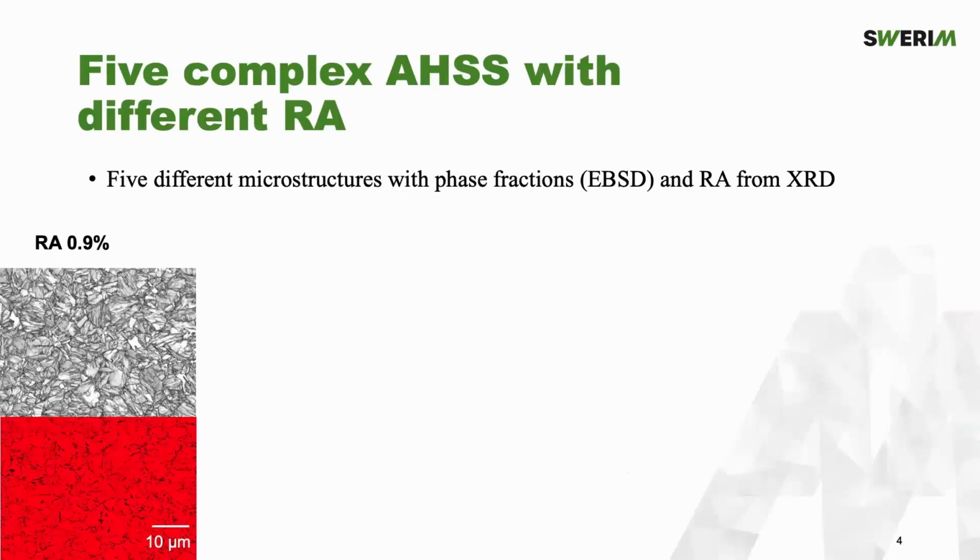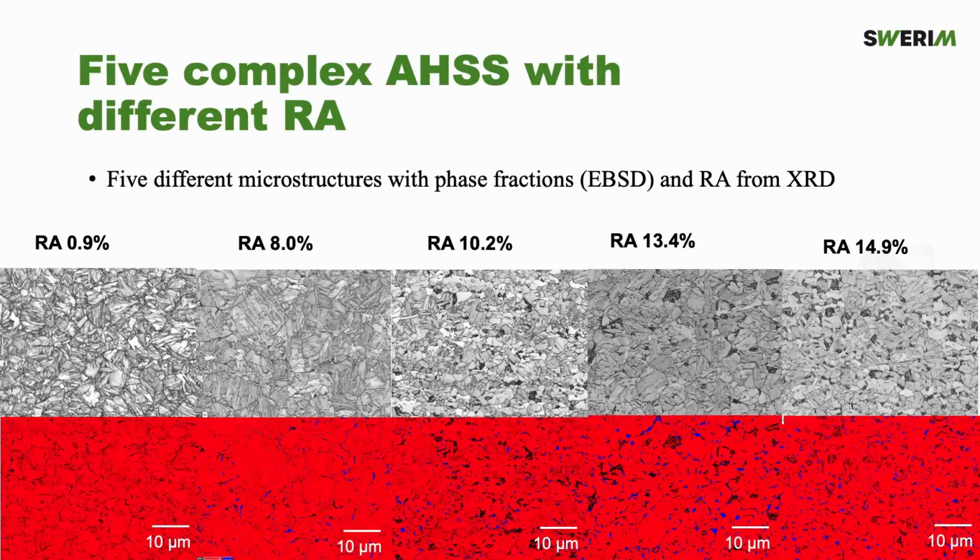So what we did produce were 5 different types of complex steels. Well, the first one is quite simple. It's just quenched and tempered martensite. But then we have 5 different amounts of retained austenite. And these structures are quite complex. So it's basically a mixture of bainite, martensite, and ferrite.